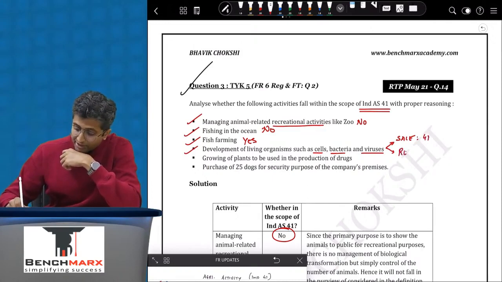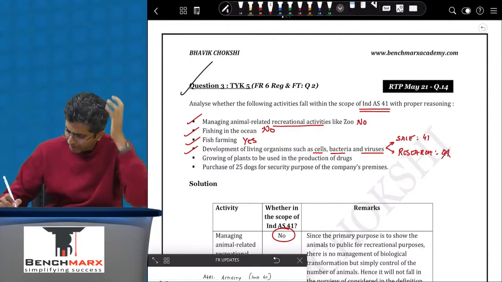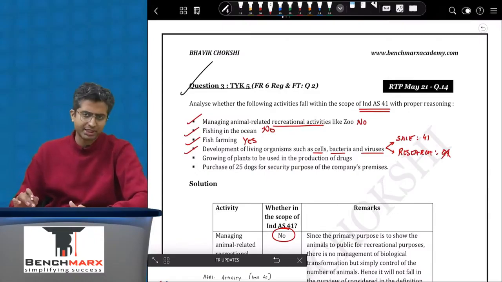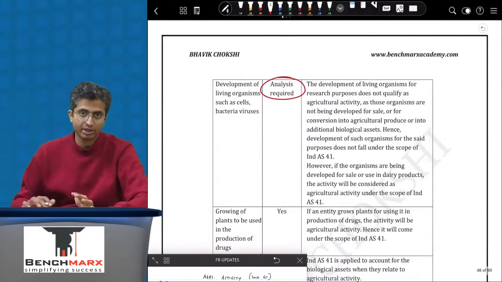However, if it is for the purpose of, let's say, further research, you are making these cells for the purpose of research, then Ind AS 41 will not apply. Ind AS 38 or Ind AS 16, as the case may be, will apply. 41 will basically not apply. So it's a conditional answer over here. If you go to see, analysis is required.